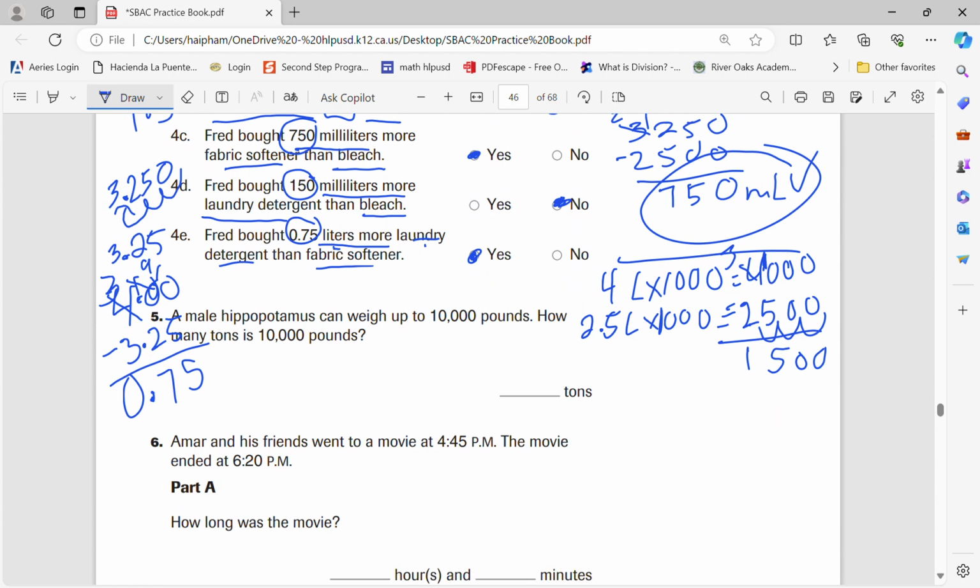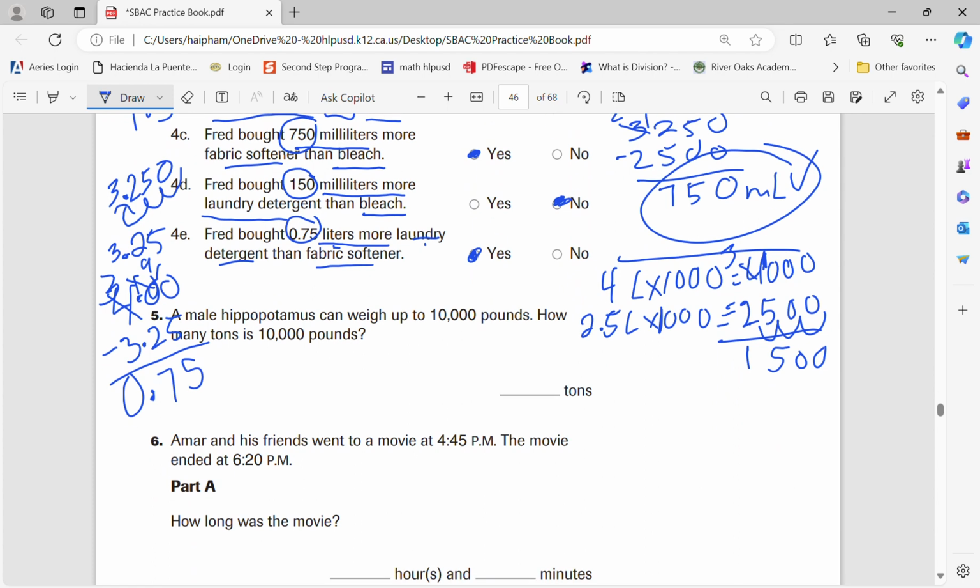Moving on to number 5. A hippopotamus can weigh up to 10,000 pounds. How many tons is 10,000 pounds? Now, let's think back. There are 2,000 pounds in 1 ton. So, since we're moving from a smaller unit to a larger unit, we're going to have to divide here. So let's take our 10,000 pounds and divide it by our 2,000.